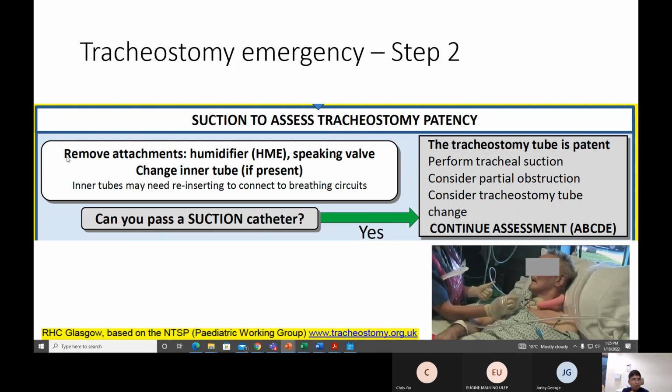So once you've removed all the attachments, check if you can pass a suction catheter. If the suction catheter can be passed, that means the tracheostomy tube is patent. You perform a tracheal suction. Maybe there's obstruction with secretions which you can remove, and you continue assessment as per PALS protocol.